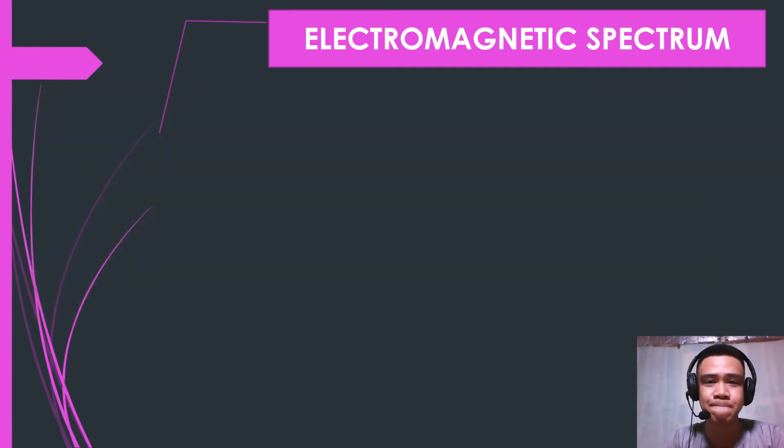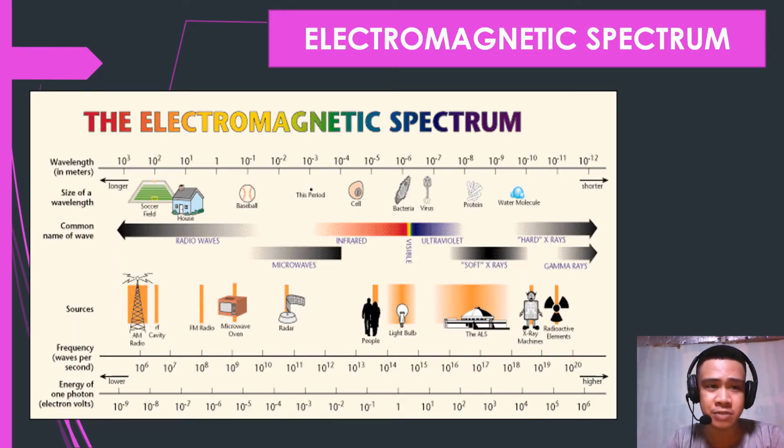Next, the electromagnetic spectrum. So we have here on the image the radio waves, the microwaves, infrared, the visible light, ultraviolet, X-rays, and gamma rays. As you notice, the wavelength is in meters. The longest wavelength is in the radio waves, and the shortest wavelength is in the gamma rays.